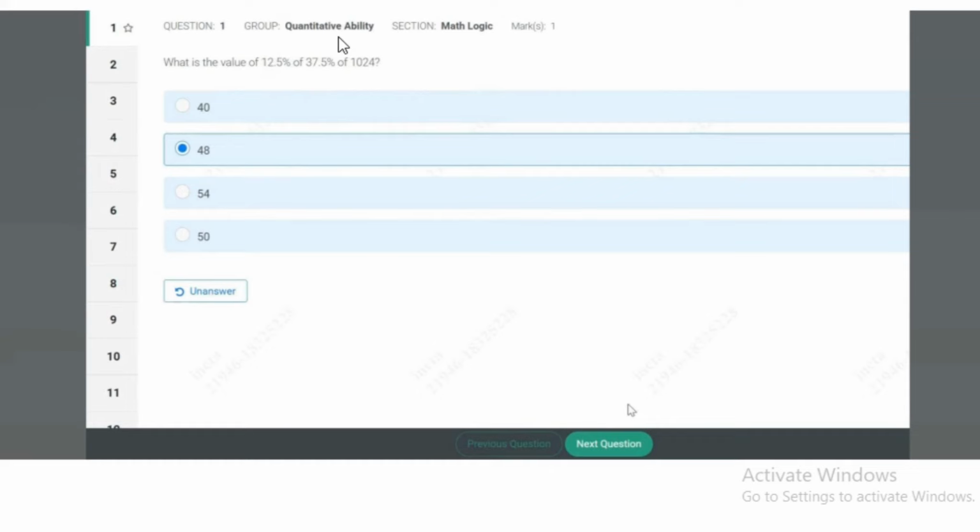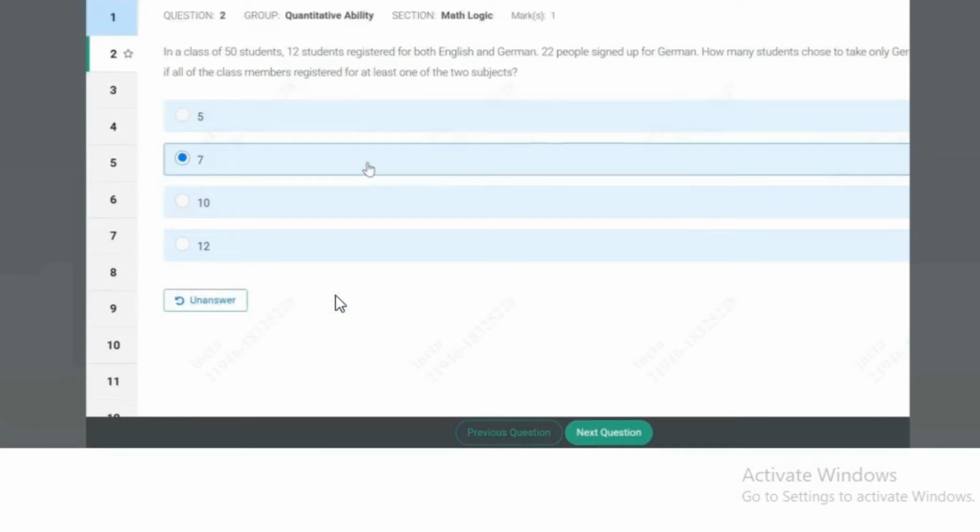So here we can see the first question. It is about quantitative ability. The first question asks what is the value of 12.5% of 37.5% of 1024. So here the answer is 48.